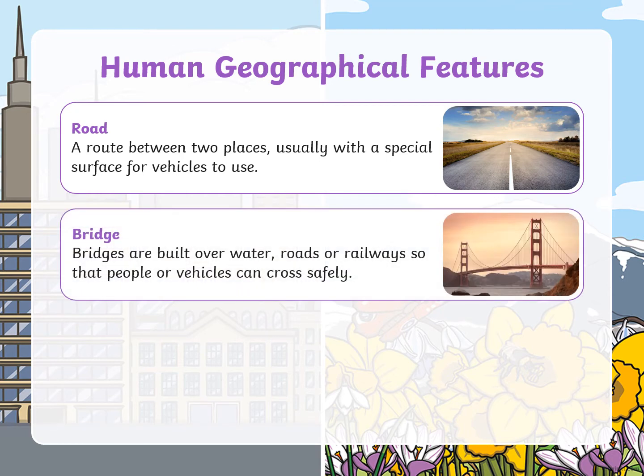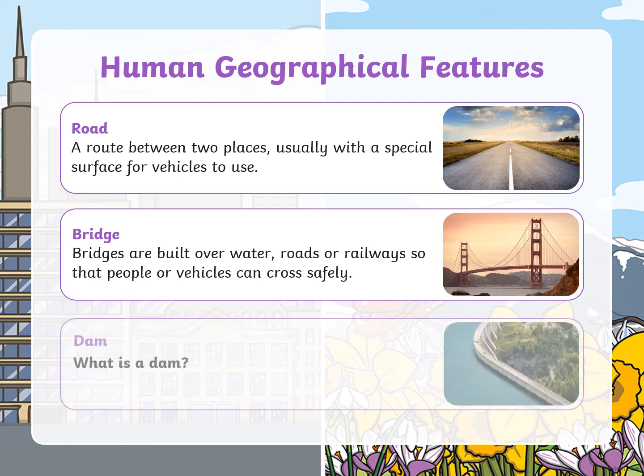You may have a bridge. Bridges, again, are made by humans and they are built to go over the top of water or roads or railways so that people or vehicles can cross. You might want to think about having a bridge.